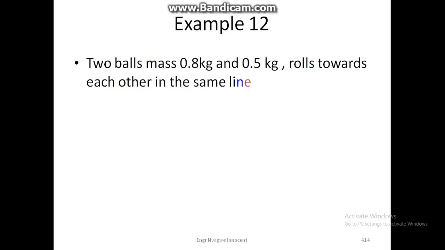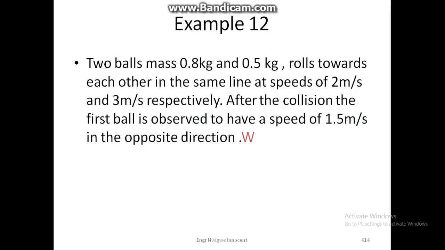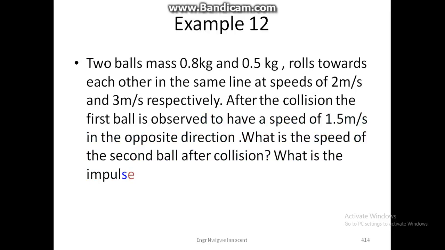Example 12. Two balls of mass 0.8 kilogram and 0.5 kilogram roll towards each other in the same line at speeds of 2 meters per second and 3 meters per second respectively. After the collision, the first ball is observed to have a speed of 1.5 meters per second in the opposite direction. What is the speed of the second ball after collision? What is the impulse between them?